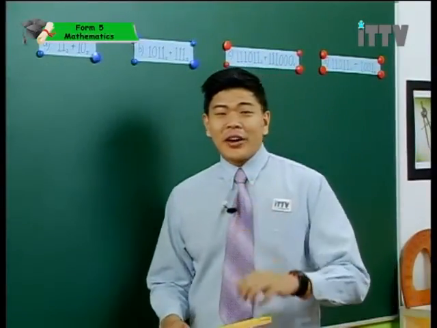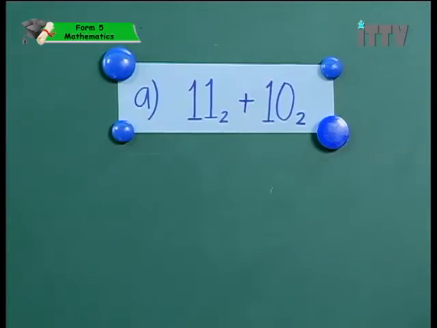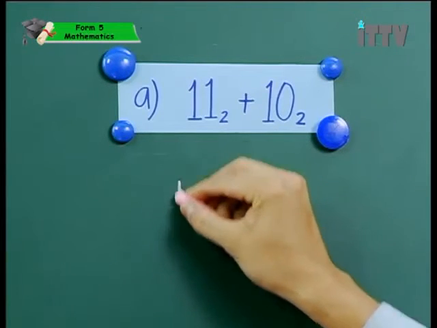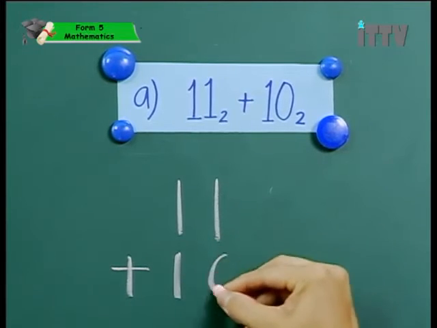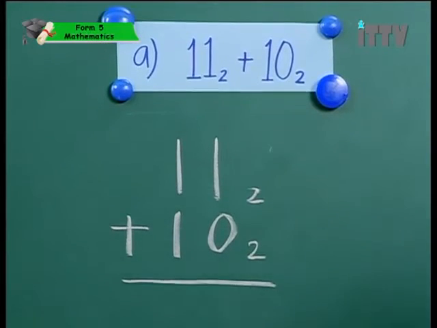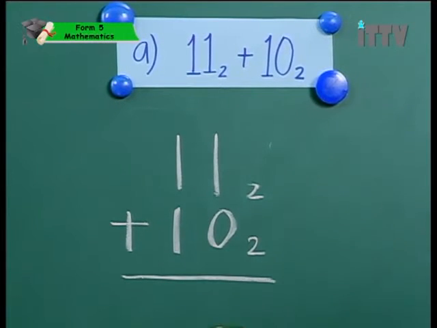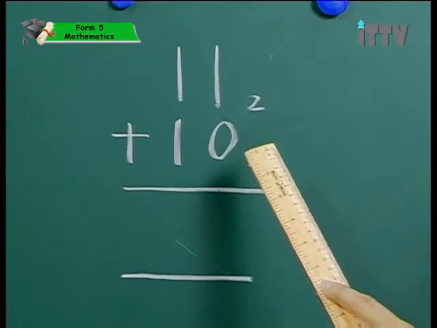Now let's take a look at the first one. So 11 in base 2 added with 10 in base 2. How do we add? Remember, similar to addition of normal numbers in the decimal system, we have to just arrange it first. Arrange it and align it nicely in the columns according to the place values. So how do we add? Pretty simple. Remember the rules of addition.